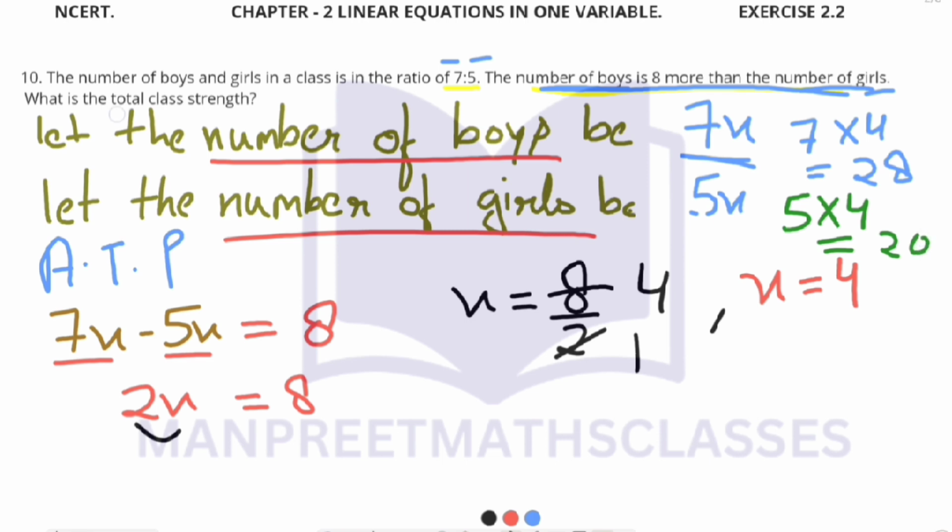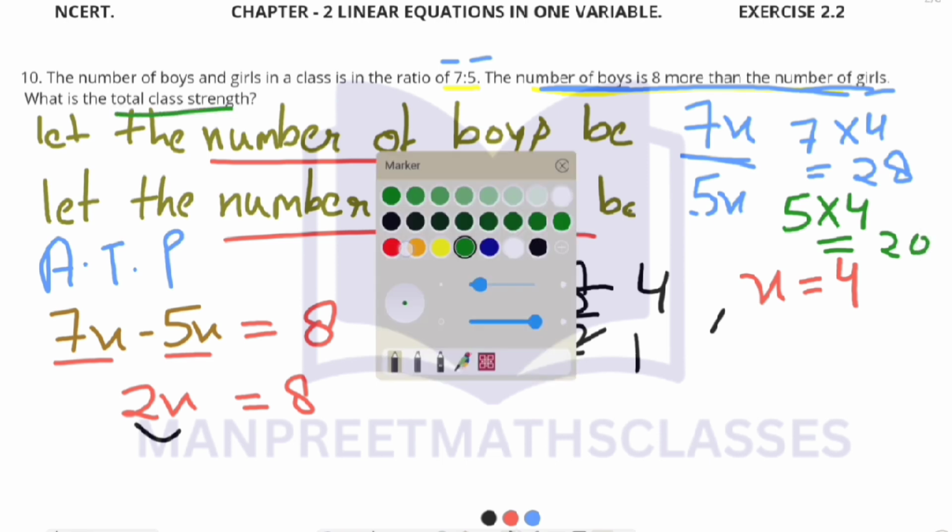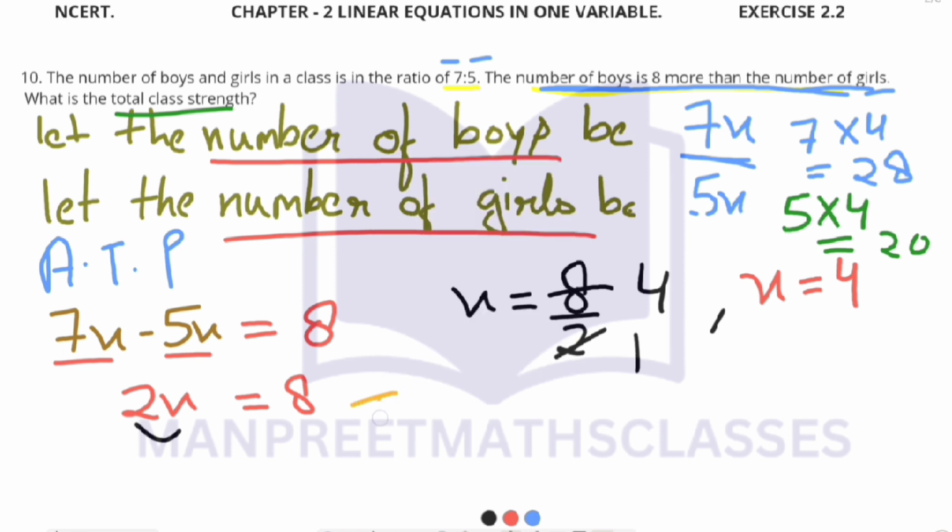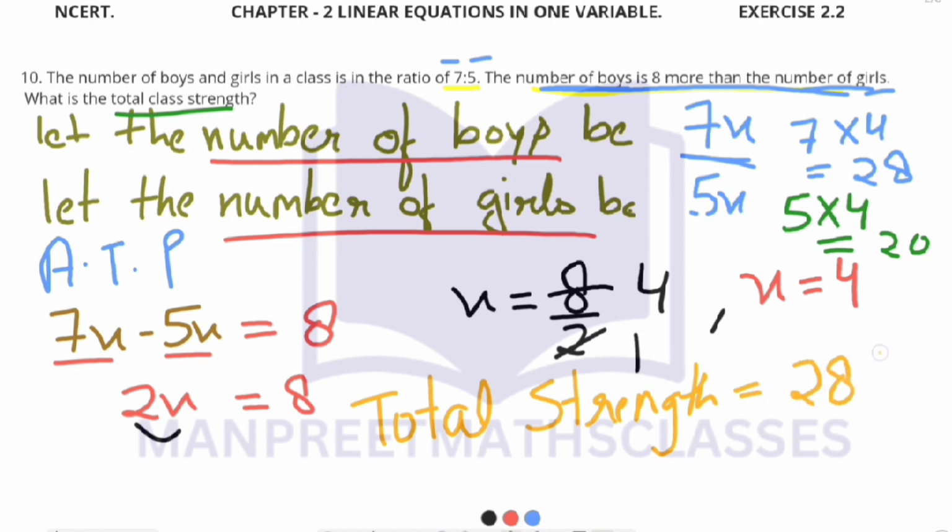Now the question is asking for total strength. So total strength means total number of students. Total strength is equal to the number of boys plus the number of girls. So the number of boys is 28, the number of girls is 20. We'll add them to get our answer. 8 plus 0, 8, 2 plus 2, 4. So the total strength of the class is 48. I hope this question is clear. Now let's move on to the next question.